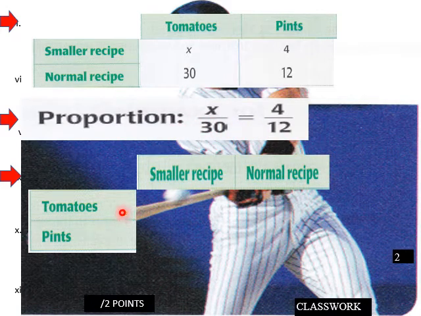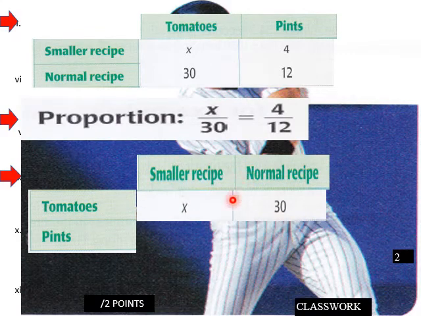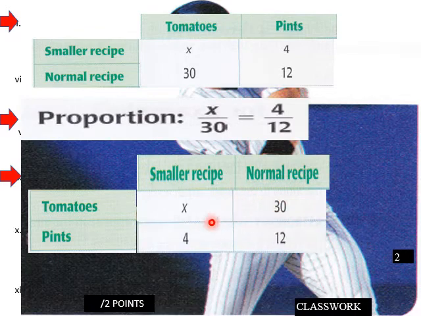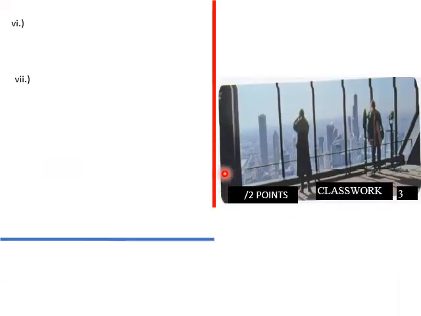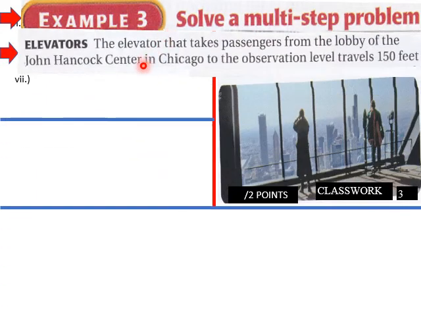Or we have tomatoes and pints on your vertical, and smaller and normal on your horizontal. So we have x and 30 on the horizontal this time, and then 4 and 12 will be on our bottom level. That would be 2 different ways. We have x over 4 equals 30 over 12. So those 2 proportions give 12x equals 120. They would both be equal to each other. They're equal proportions.